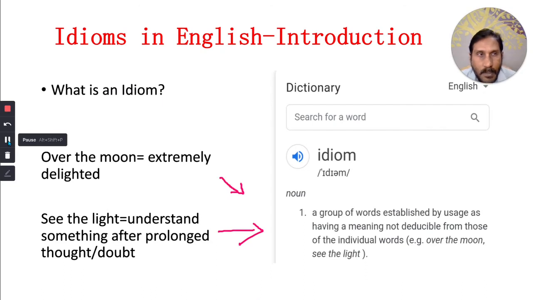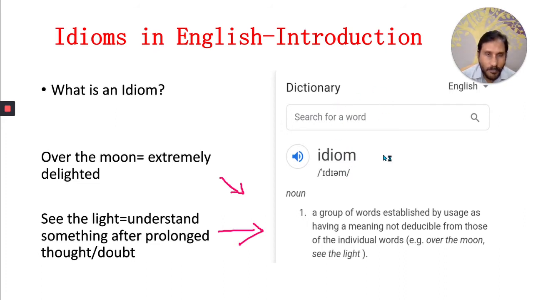Idioms in English are a very, very important aspect. You should have some kind of mastery over English, right? So let us see the definition of idioms. When you Google this word, you get this definition. This is the definition from Google, right? So idiom is pronounced as "idiom".